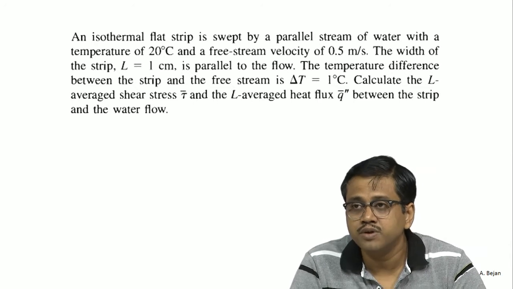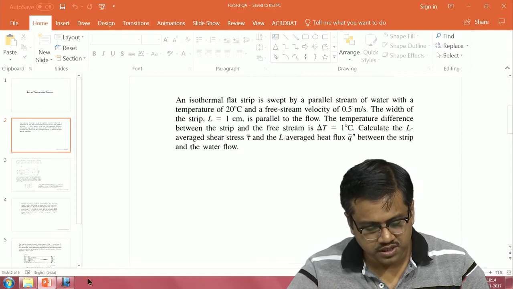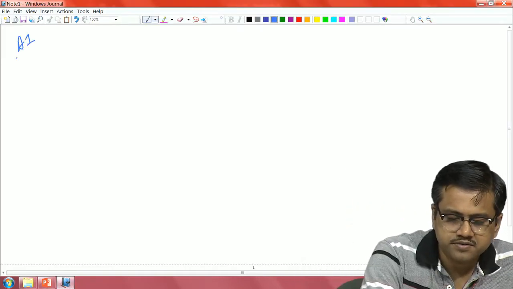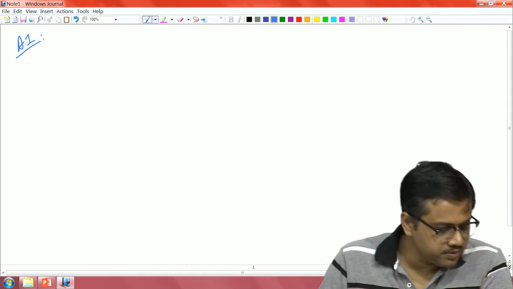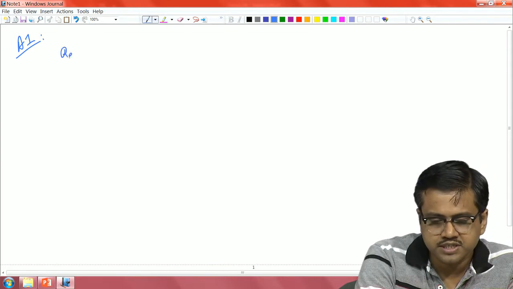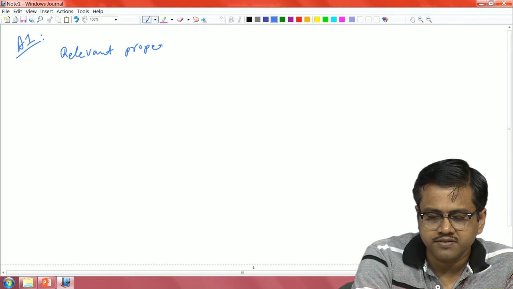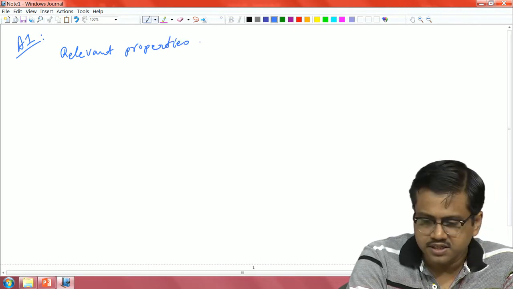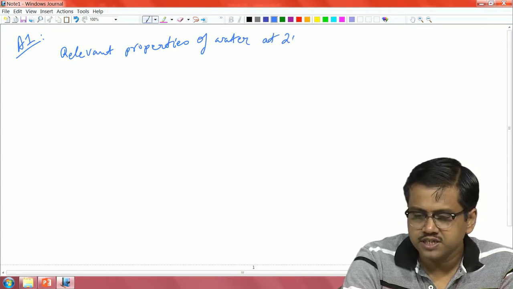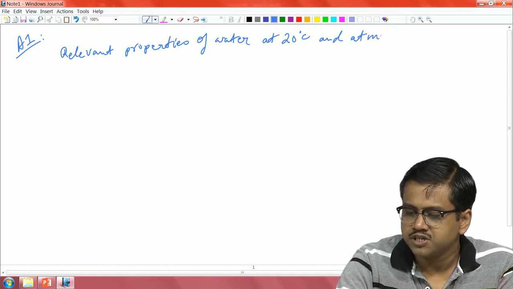Let us see how we can attack and solve this problem. Moving to our journal, let us call this problem A1. This is the problem statement. First and foremost, we need to compute some relevant properties, because it is given that the working fluid is water at 20 degrees Celsius and atmospheric pressure.